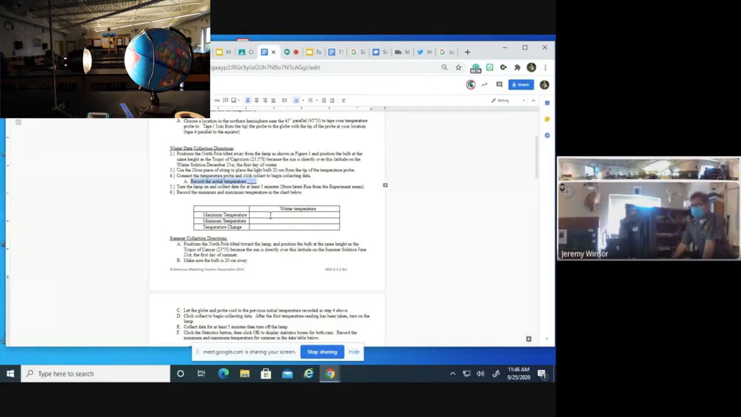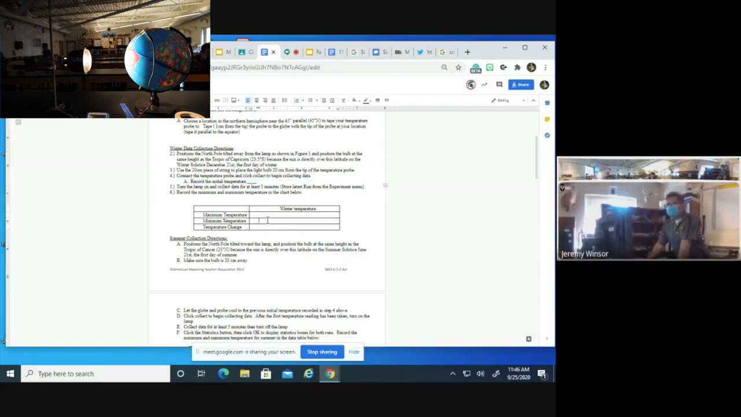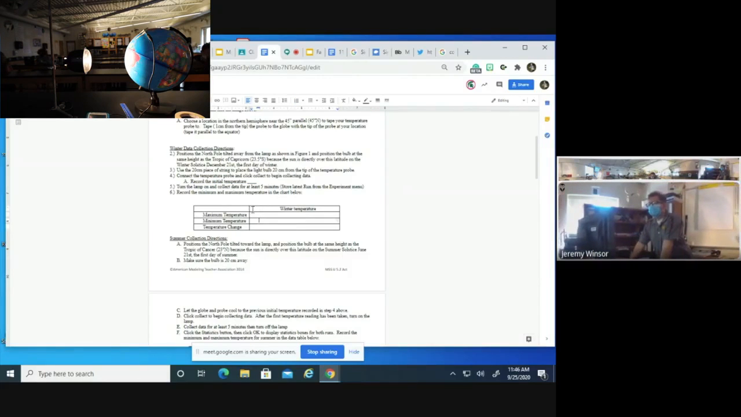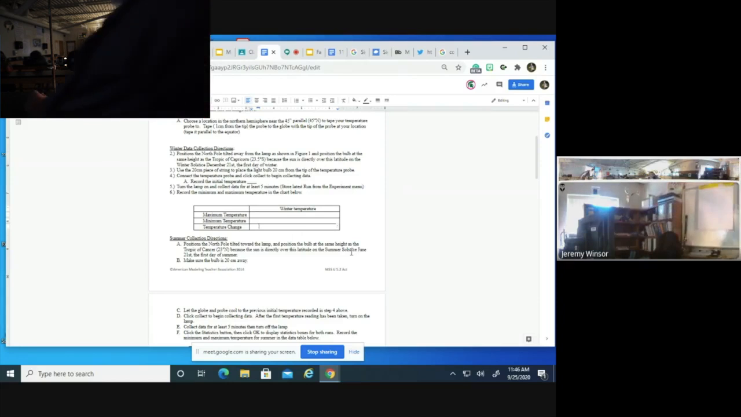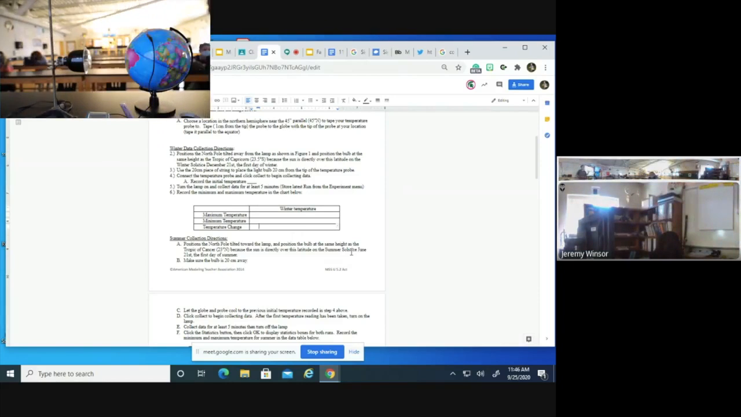So our maximum temperature, 31.9, please put that inside of the data table. What was our minimum temperature? 23 degrees Celsius. So take some time to figure out the difference between the two and write that in temperature change. I'm going to shut this off so that it cools off.